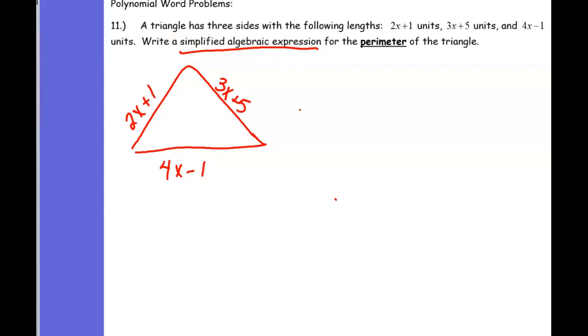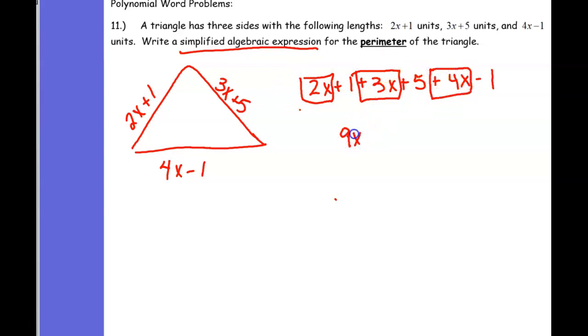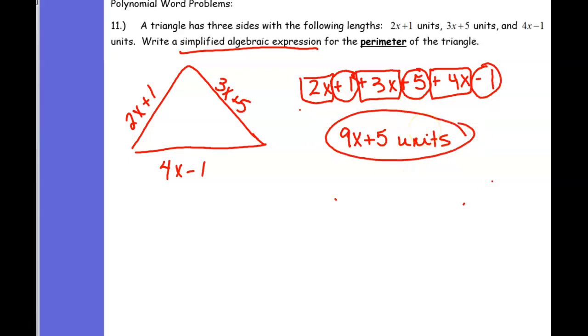So again, we're just going to take the 3 sides and add them up. We're going to take 2x plus 1, add 3x plus 5, and add 4x minus 1. Because it's going to be simplified, we want to combine our like terms. 2x and 3x is 5x, 5x and 4x is 9x. And then we have our constants. We're going to take 1, add 5 and get 6. 6 minus 1 is 5. So there it is. Now, our units are just units. So let's write that down. And that's our answer, 9x plus 5 units. That's a simplified algebraic expression.